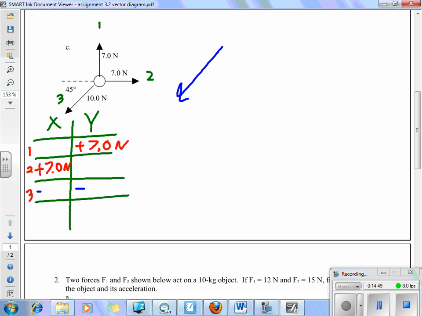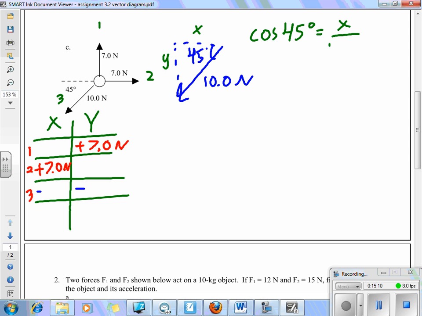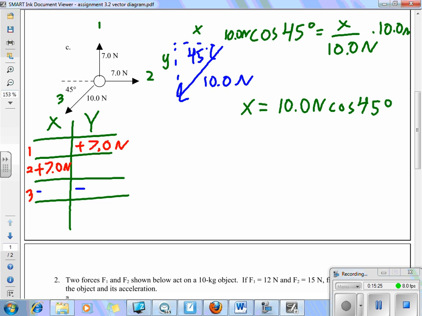So let's redraw this so we can break this down into its parts. There we are. We have a good start. We have some x portion and some y portion. I hope you recall from last unit doing these types of problems. Basically we're going to take the cosine of 45, and that's going to get us our x portion. That is adjacent divided by hypotenuse. And then if I multiply both sides by 10, sorry about the ugly work, I end up with 10 times the cosine of 45 degrees, and that's going to equal 7.07 newtons. So I can plug that in for my value on my x column.